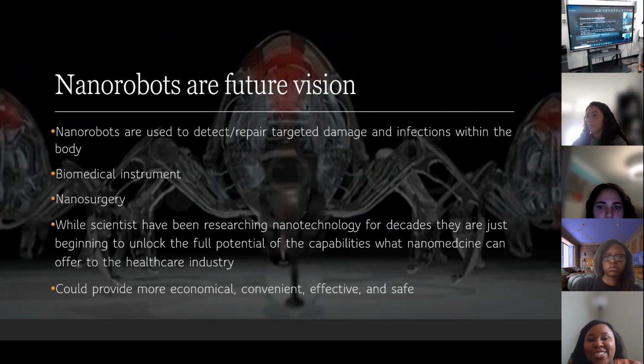And nanobots are the future vision. Nanobots are used to detect and repair targeted damage and infections within the body. They are a biomedical instrument that is used in nanosurgeries. While scientists have been researching nanotechnology for decades, they are just beginning to unlock the full potential and capabilities of nanomedicine and what it can offer the healthcare industry. Hopefully in the future, this can offer more economical, convenient, effective, and safe ways of treatment.